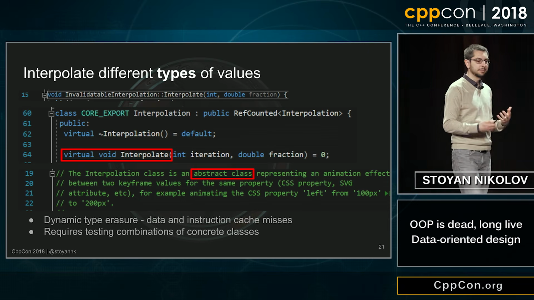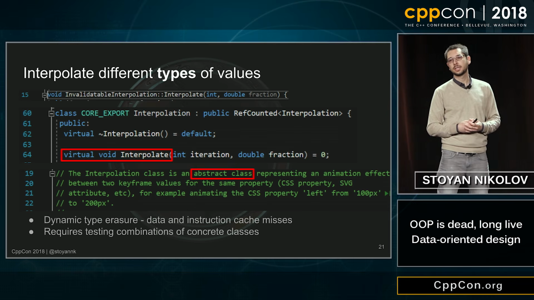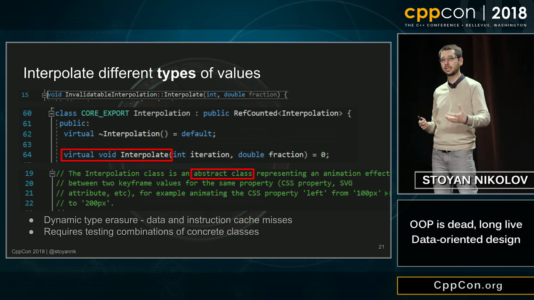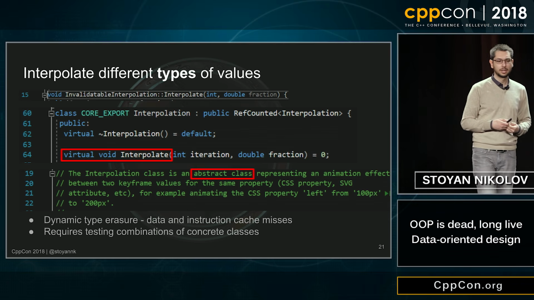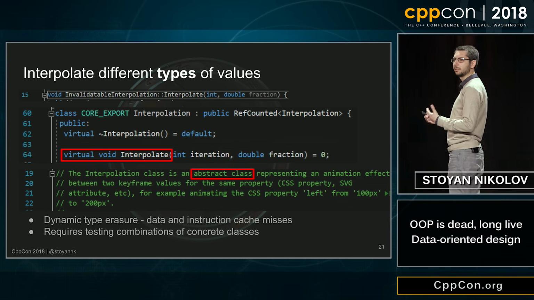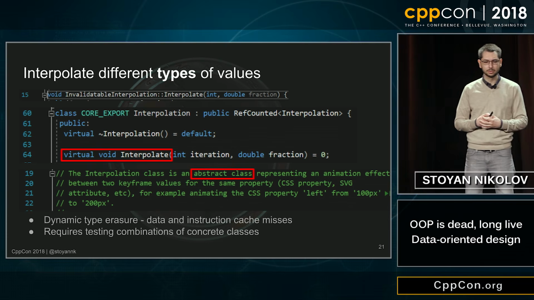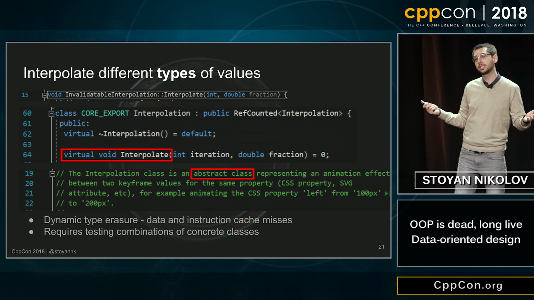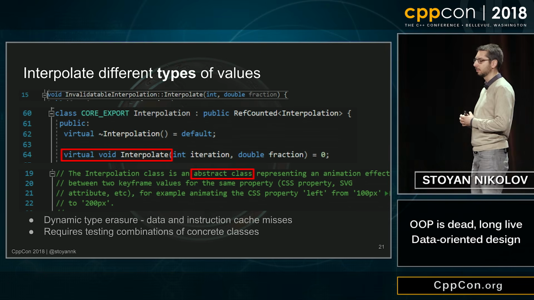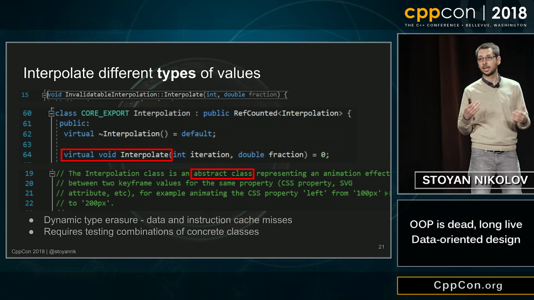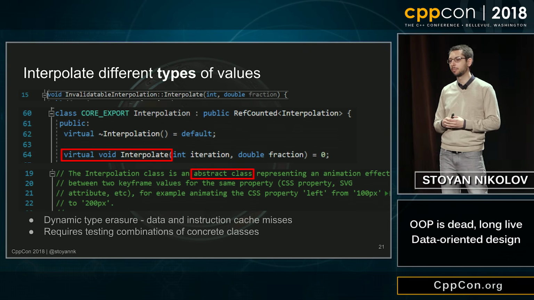Unfortunately, this type of dynamic type erasure in C++ is very costly to do. You have the cost of allocating all those interpolations, and in our example earlier, that's 6,000 animations, so 6,000 of those. And you have the very likely cache miss when you call the virtual, and a very likely instruction cache miss, depending on the types of properties you're animating.